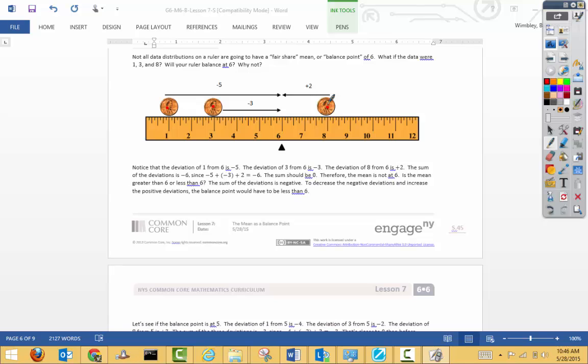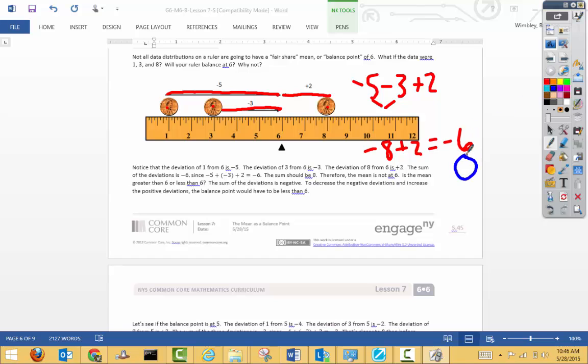All of our examples we've done so far have been 6. But let's check this one. So here I have a deviation of -5, deviation of -3, and a deviation of 2. So when I add all these up, what do I get? Well, -5 minus 3 plus 2, this is a -8 plus 2 equals a -6 for my sum of deviations. Remember, this should equal 0 for it to be a balancing point. So right there it's telling me I did something wrong. So guess my balance point won't always be 6.